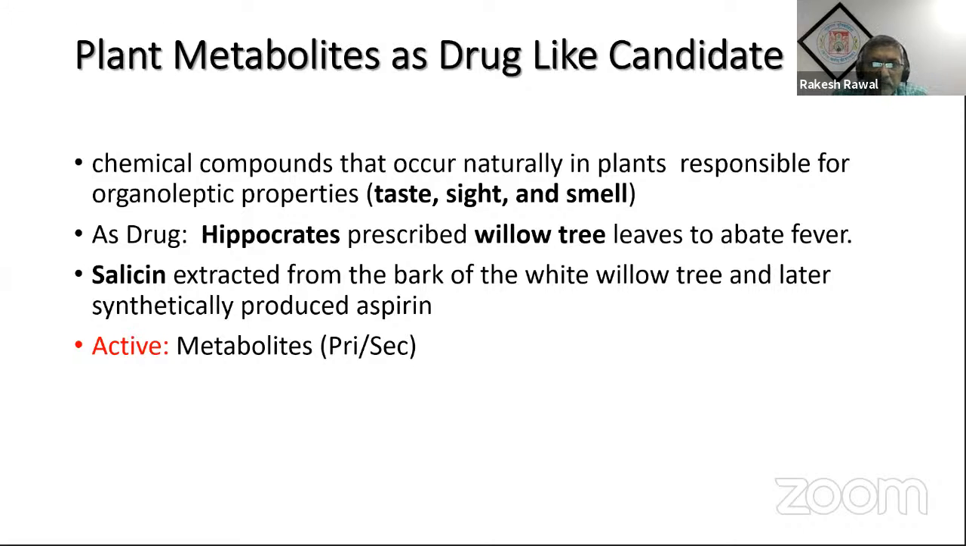So if you look at plant metabolites as drug-like candidates, what are these metabolites? These are the chemical compounds that occur naturally in plants, and these are responsible for their own organoleptic properties. That means taste, sight, smell, right? If you smell a flower, it is different from the other. If you smell the leaf of a plant, it is different from the other. If you taste them, the tastes are different, right? So all these taste, sight, smell, color, all these are because of those metabolites.